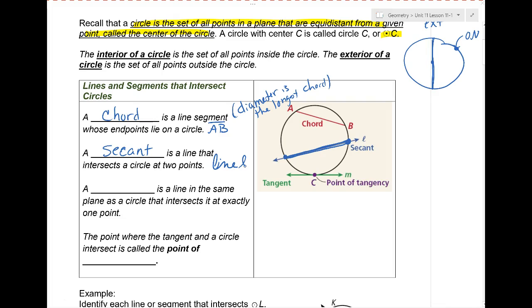All right, now, next one, we have what's called your tangent.